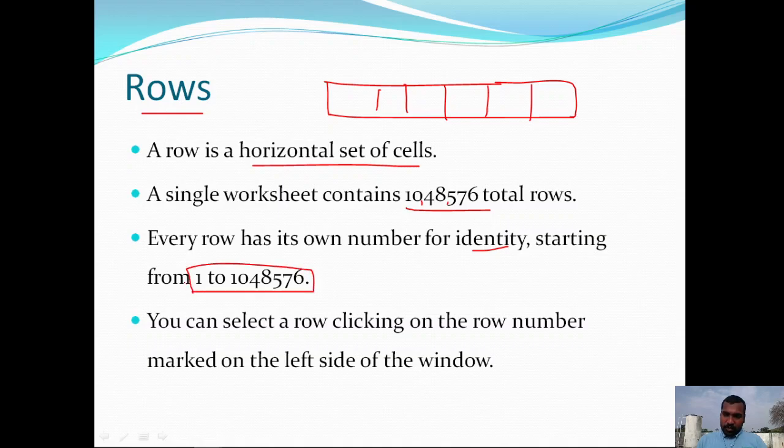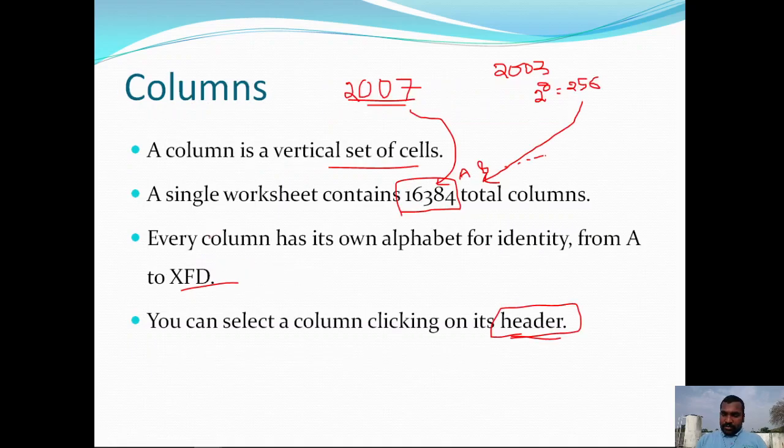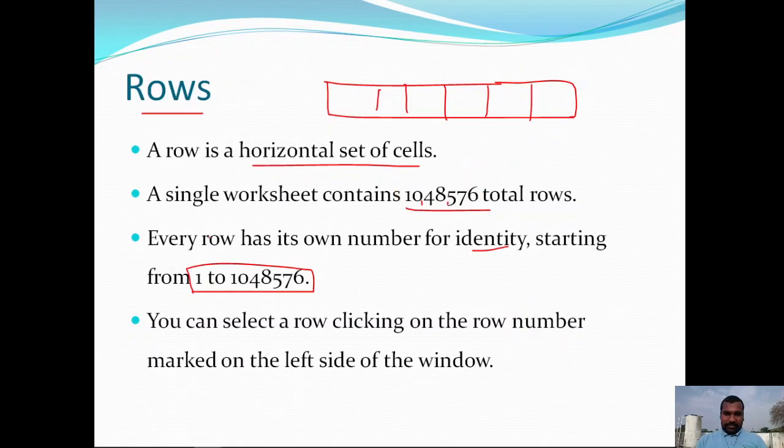These many rows are there, and 16,384 columns are there. Okay, so you can select a row by clicking on the row number. So for example, this is one. If you click on this, then this entire row will be selected.